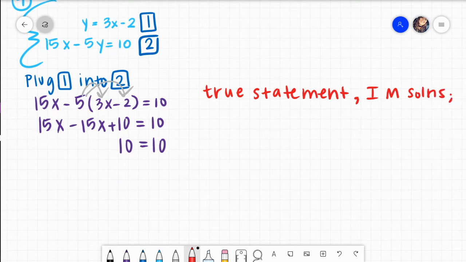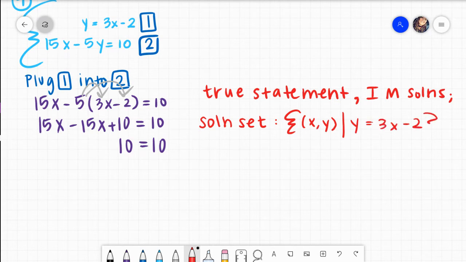And the solution set, I've got 2 different ways that I could write it. We're going to actually do it in set builder notation. This is saying that for all x and y, such that y equals 3x minus 2, right? That's one of the solution sets. And I get that from right here.